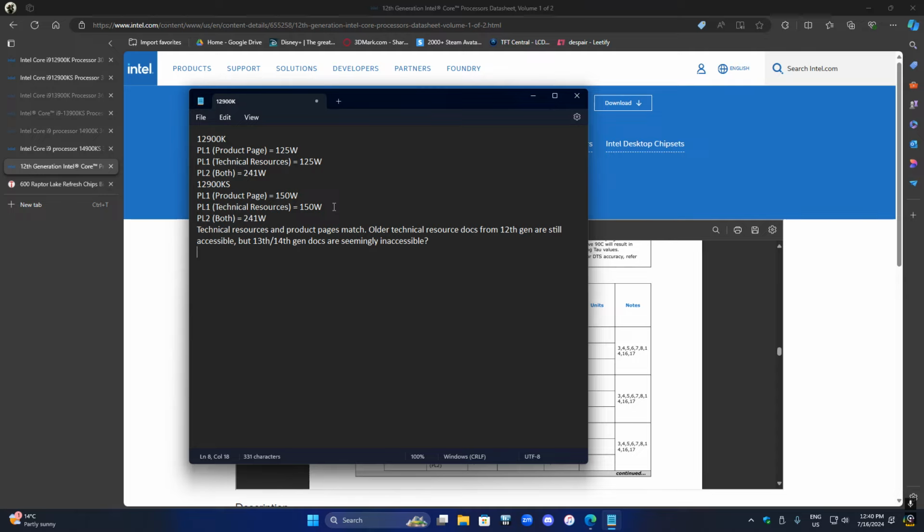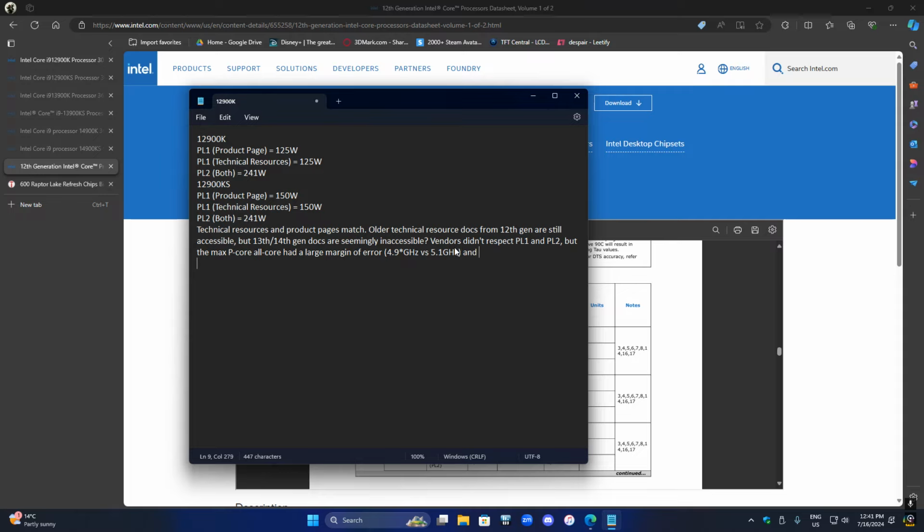Now, vendors didn't respect PL1 and 2 back then. But the max P core all core had a large margin of error. 4.9, and I put a star, gigahertz versus 5.1 gigahertz.